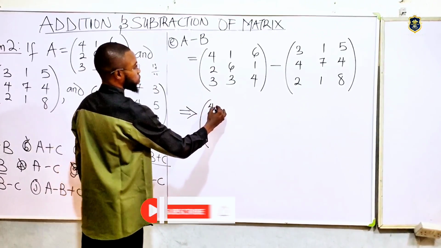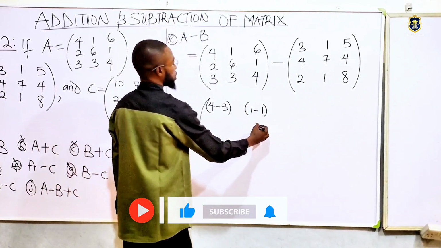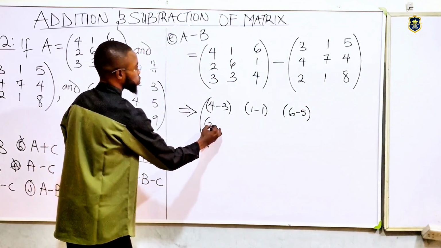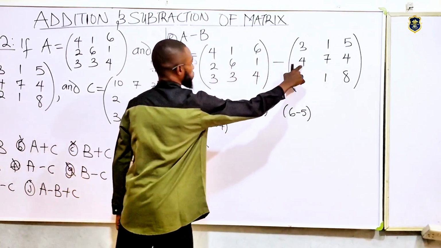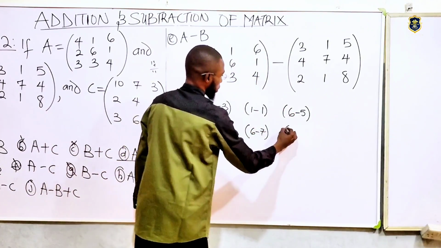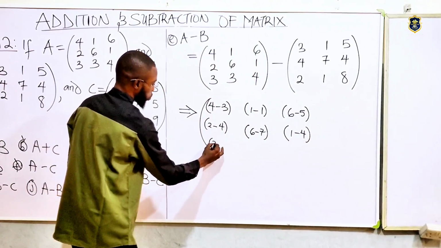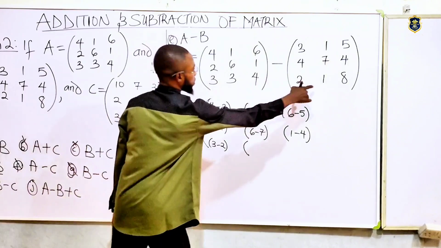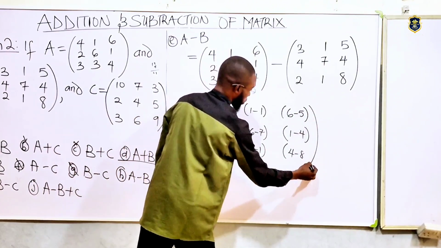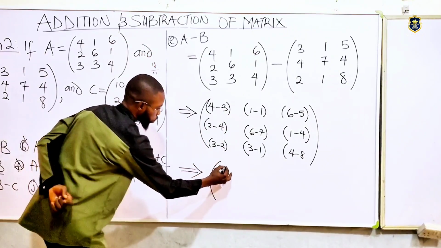So it becomes 4 minus 3, right? Then we have 1 minus 1. And then we have 6 minus 5. And here we have 2 minus 4. And here we have 6 minus 7. Right? And here we have 1 minus 4. Here we have 3 minus 2. Here we have 3 minus 1. Here we have 4 minus 8. That's simple.